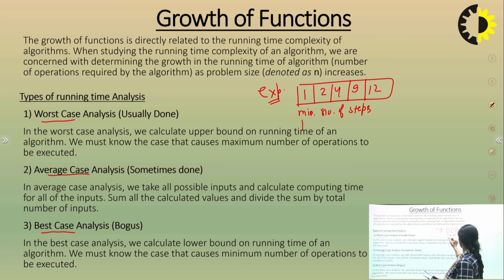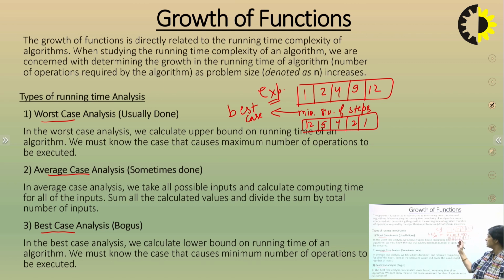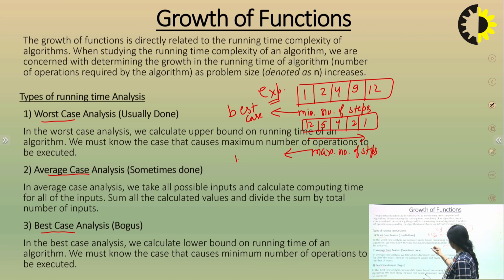If you are taking the minimum number of steps, then this is the best case. But suppose your array is 12, 9, 4, 2 and 1. This is the reverse of the above. It means you have to convert it into increasing order, so in each step you have to swap. So the maximum number of steps it will take. This means this is the worst case.